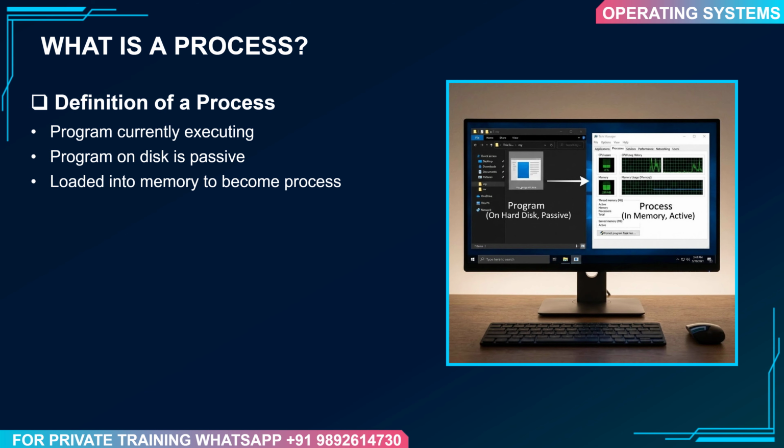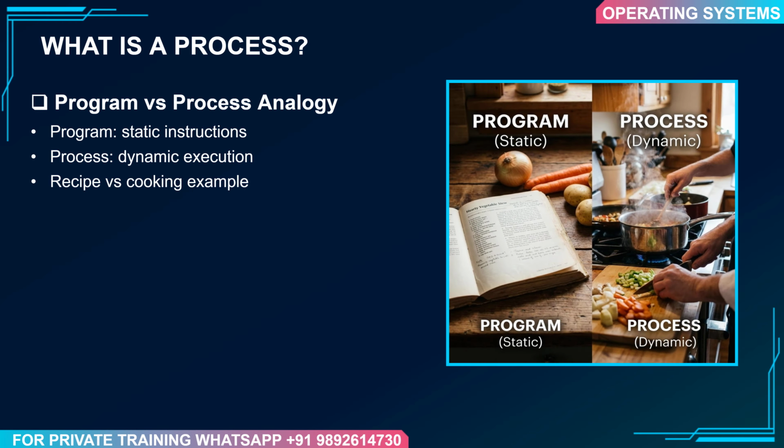A program by itself is just a set of instructions stored on the hard disk. It is passive. It does nothing until the operating system loads it into memory and starts executing its instructions. Once that happens, it becomes active and we call it a process. Think of a recipe written in a cookbook. The recipe itself is like a program. It tells you what to do step by step. But the moment you start cooking by following that recipe, chopping vegetables, heating the pan, and mixing ingredients, that activity is like a process. The recipe is static, but cooking is dynamic. In the same way, a program is static, but a process is dynamic.